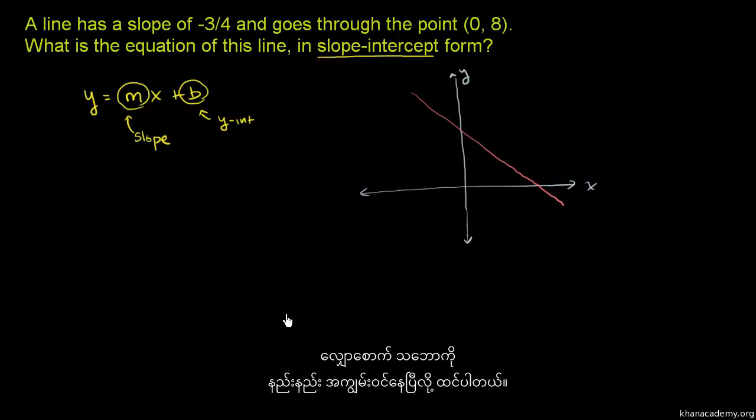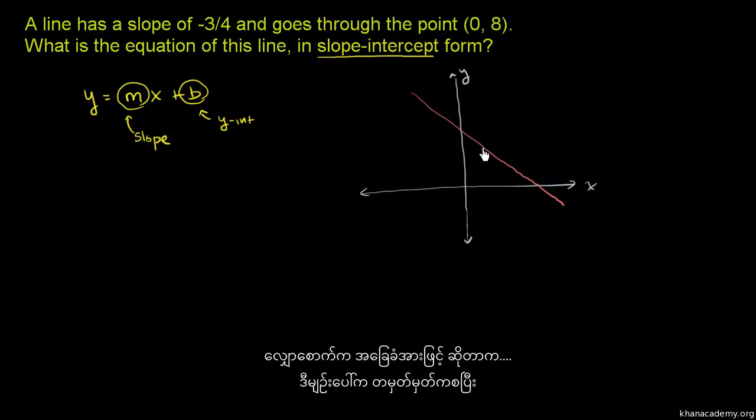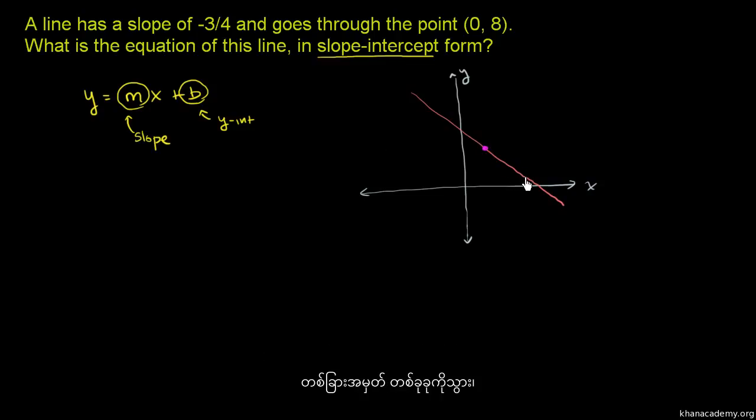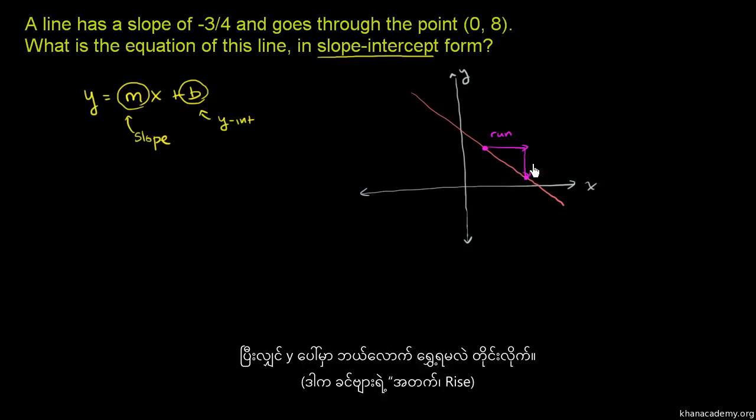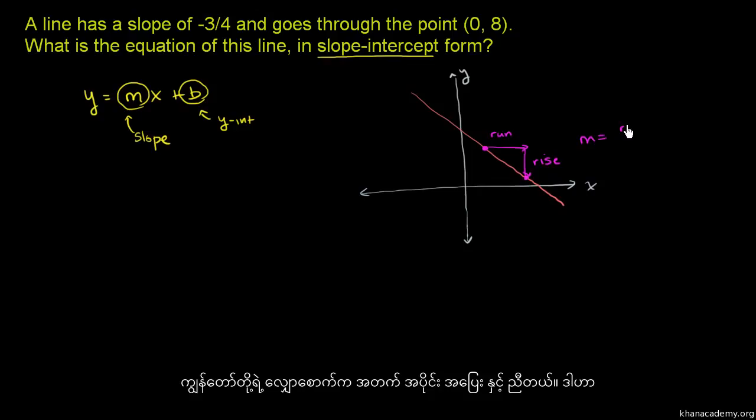Hopefully we're a little familiar with the slope already. The slope essentially tells us, start at some point on the line and go to some other point on the line. Measure how much you had to move in the x direction, that is your run, and then measure how much you had to move in the y direction, that is your rise. And our slope is equal to rise over run.